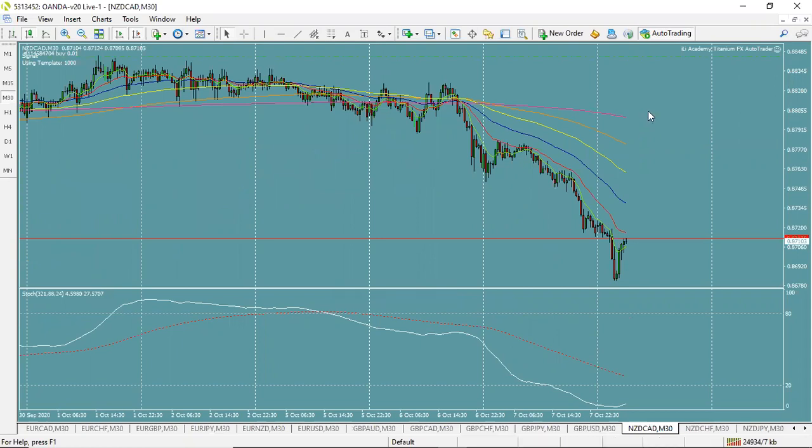Now, looking here at New Zealand CAD on the 30-minute chart as well, we see that we have trend to the downside, right? So we've got the moving averages.